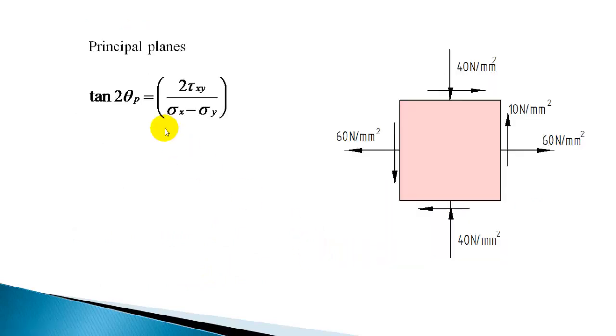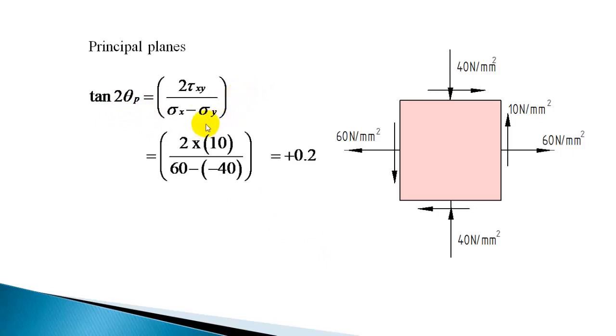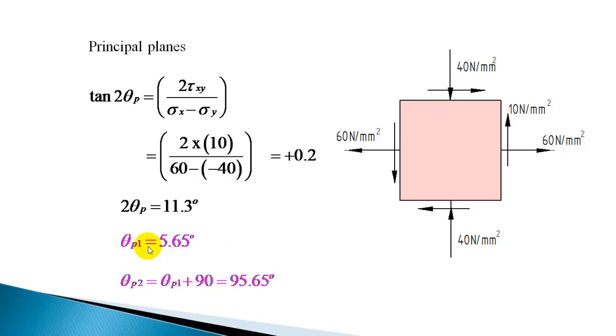Now let us find out the principal planes. Tan 2 theta p is 2 tau xy divided by sigma x minus sigma y. So 2 into 10 divided by 60 minus minus 40, which is plus 0.2. So 2 theta p is 11.3 degree, or theta p1 is half of this, 5.65 degree. Now you can find out the next principal plane, theta p2, by adding 90 degree to this. So theta p1 plus 90 degree will give 95.65 degree. So these are the principal planes where you will have principal stresses.